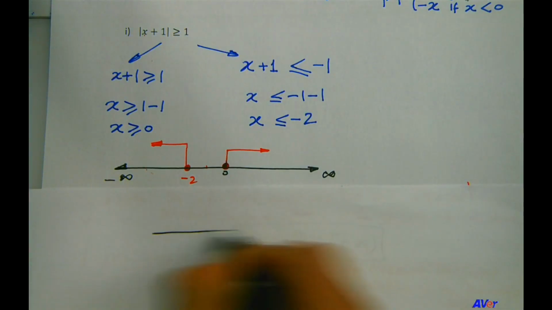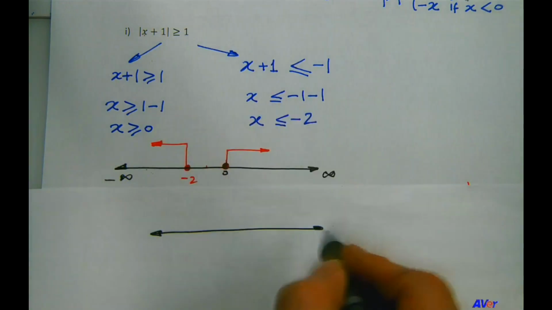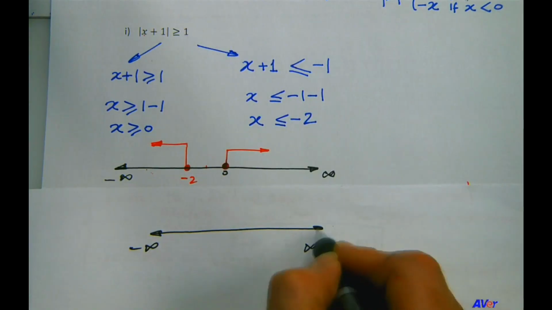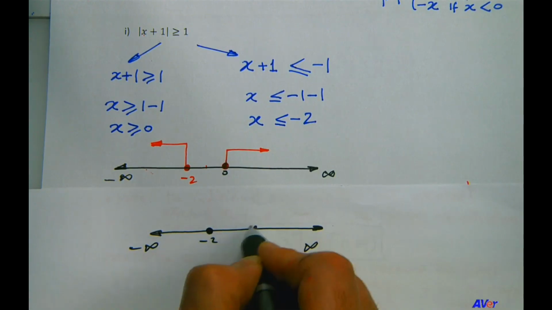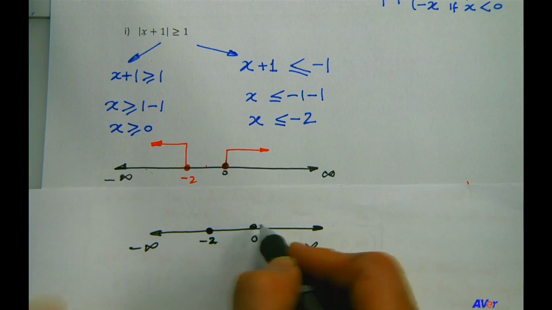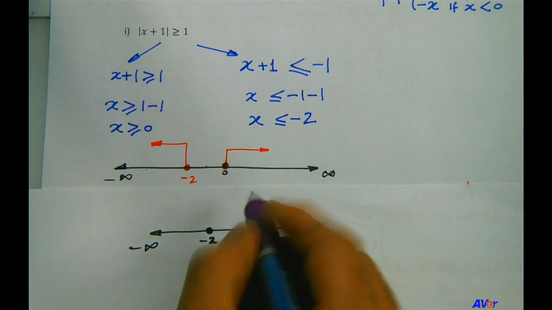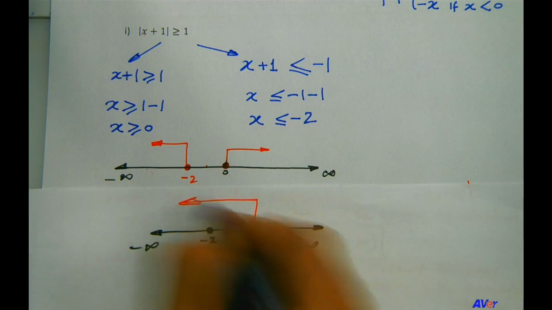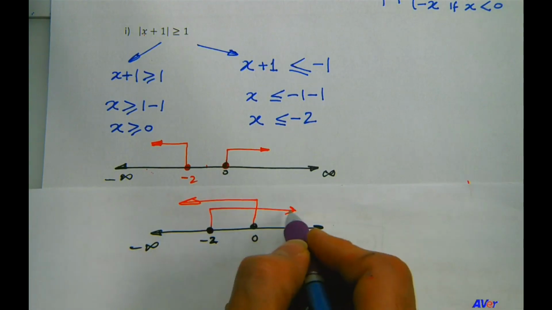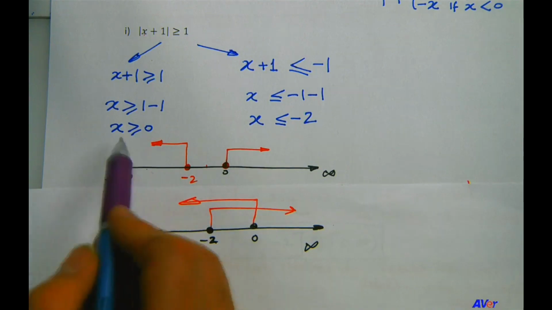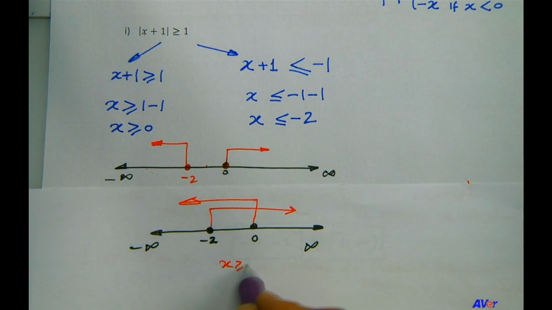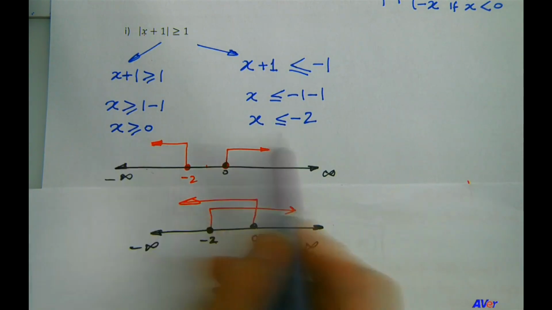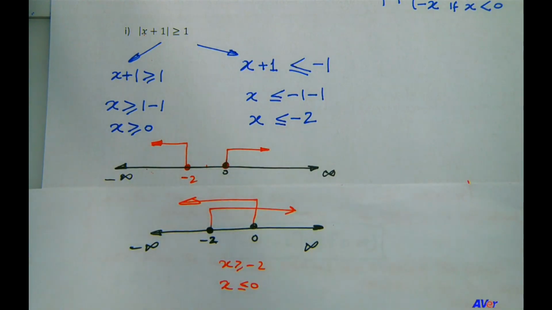So suppose we drew this, we had our individual solutions, right? Suppose we had 0 here and negative 2 here, like that. Suppose the solutions went this way, that one, that way, and that way. In other words, suppose we had x greater than or equal to negative 2 and x less than or equal to 0.